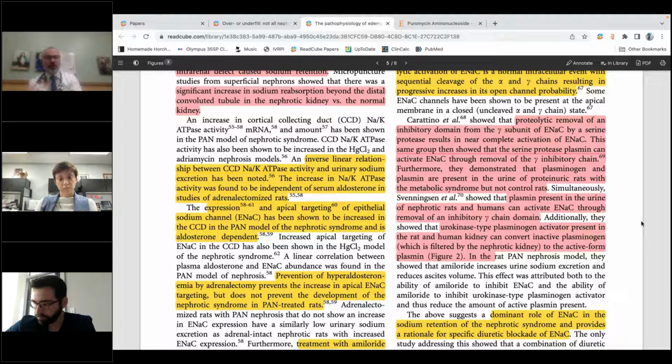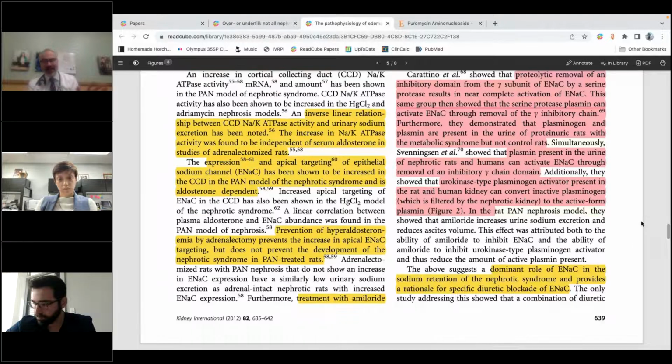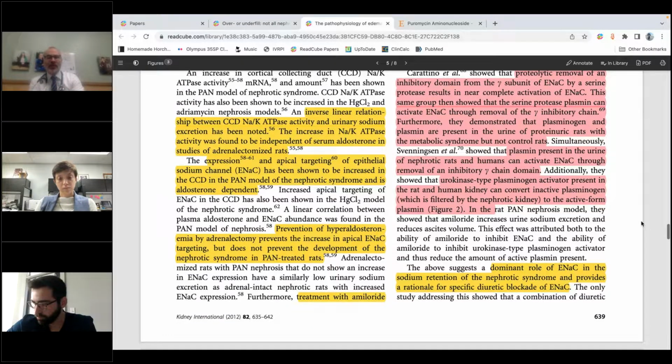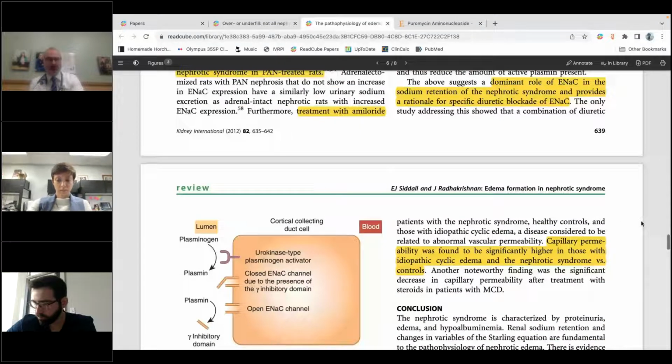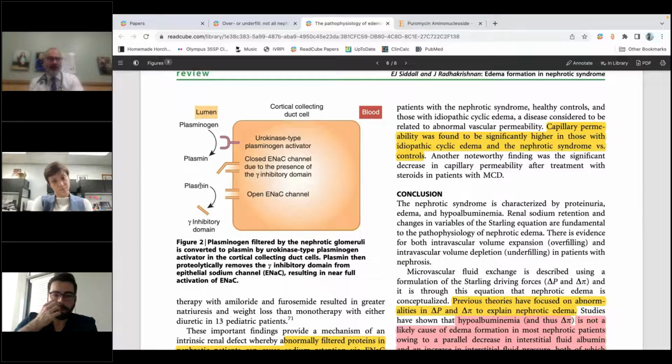But urokinase, which is always there in urine, activates that plasminogen to plasmin, and then plasmin can cleave that gamma chain of your ENaC. It activates it, and then we have sodium reabsorption. So it shows that this ENaC channel is probably one of the predominant mechanisms for sodium reabsorption. And that mechanism is just shown here.